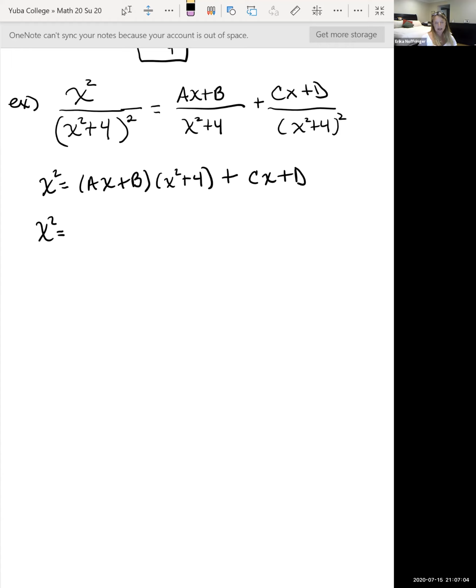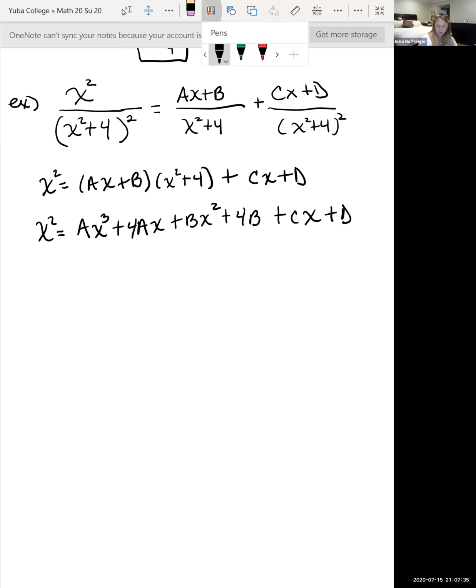So we're going to have to distribute this Ax plus B, that quantity times the quantity x squared plus 4. So Ax times x squared is Ax cubed. Ax times 4, so that's plus 4Ax. Distribute my B, I get plus Bx squared. B times 4, so plus 4B. And then let's just bring down the plus Cx plus D. So notice there's no x cubed term, so we can think of this as 0x cubed. So 0 would equal, the only term over here that has a cubed is Ax cubed. So A falls out right away, it is 0.